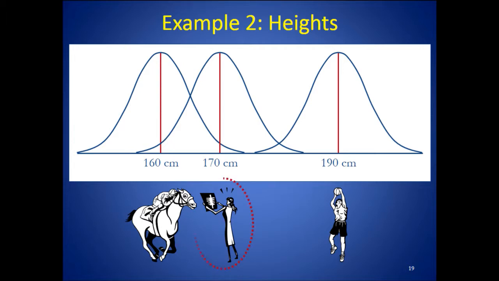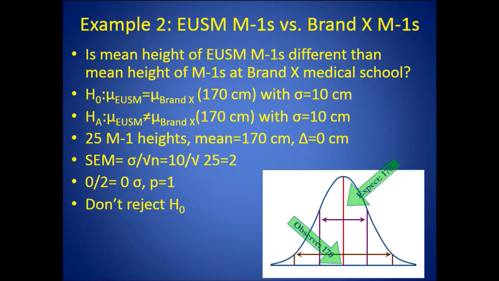So the second thing we're going to do is compare the heights of first-year medical students at Emory to what I'm going to call Brand X Medical School. And what we're going to say is that the dean of Brand X Medical School is crazy. He makes every single first-year medical student get biometric measurements done. So we know for sure that the mean height of first-year medical students at Brand X Medical School is 170 centimeters.